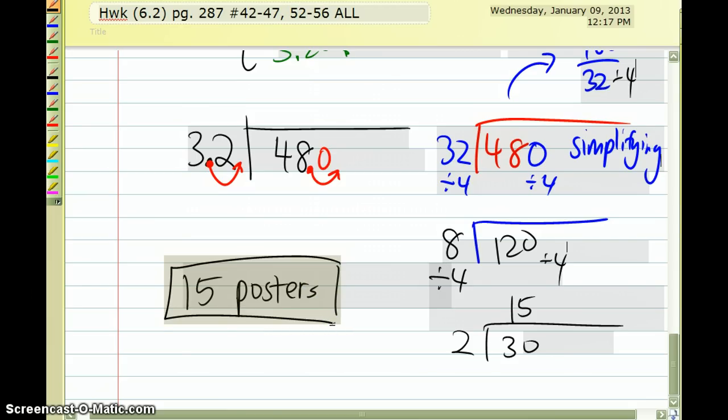Okay, and you can see how it can actually be easily done if we always keep simplifying numbers. If I were to divide this, I could still get 15. My numbers would just be much larger.